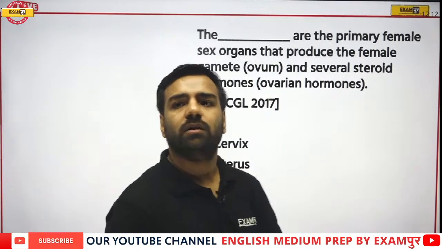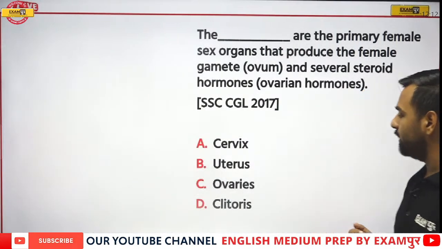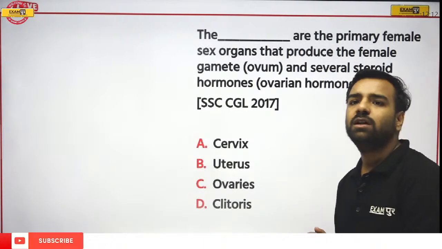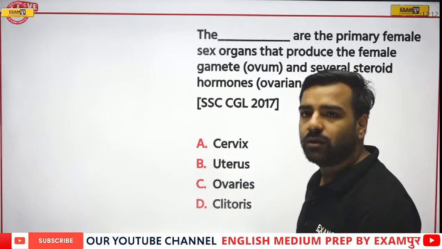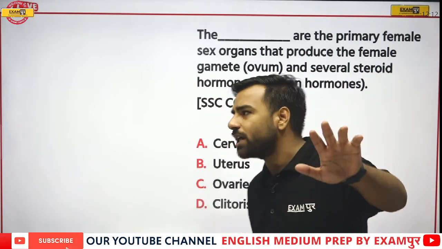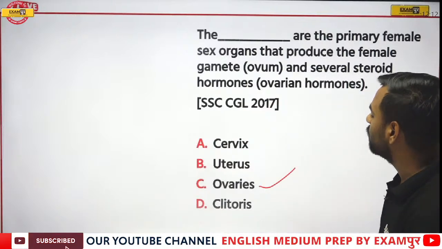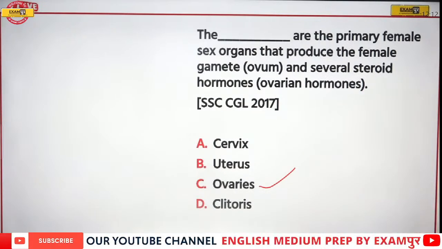Yes, so Nikita has given the answer, so it would be option number C. Cool. Then Asif is also with C. Udbhav is with C. Yes, you all are correct. It's totally correct. Whenever we talk about ovaries, that is actually the primary female sex organ that is producing the female gamete, that is ovum, and several steroid hormones.